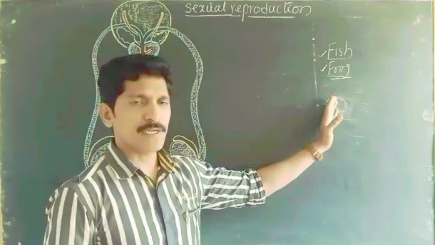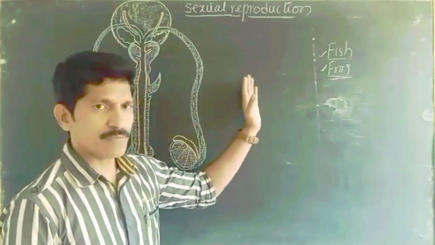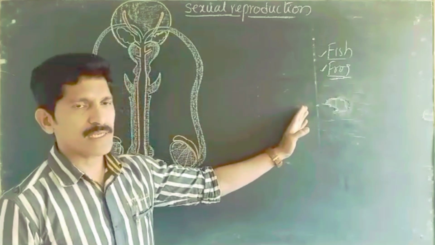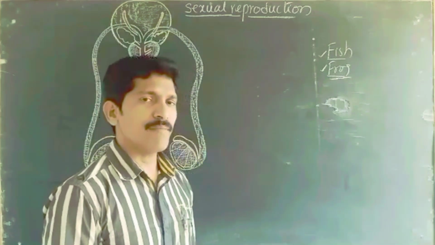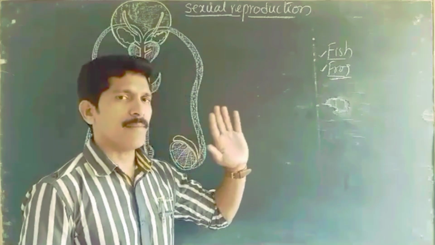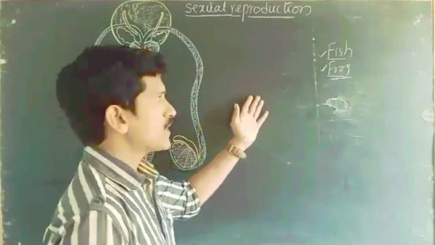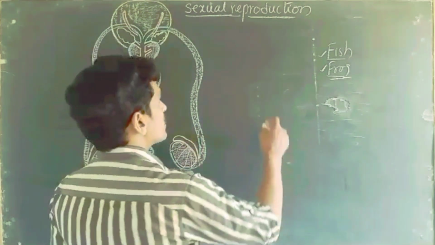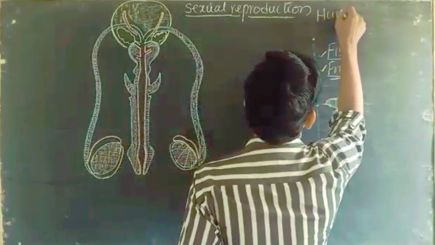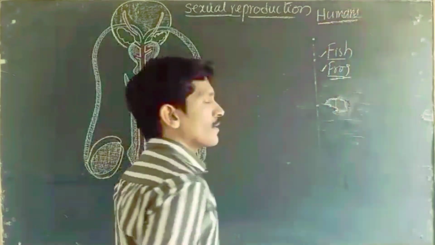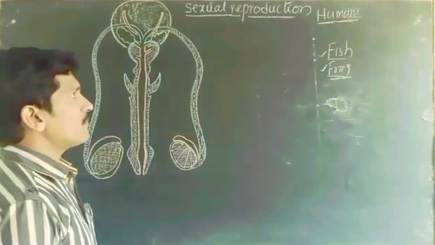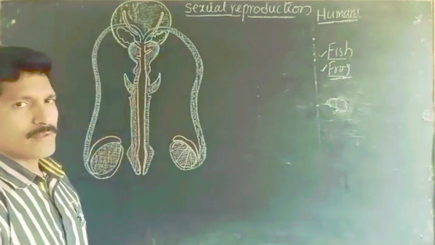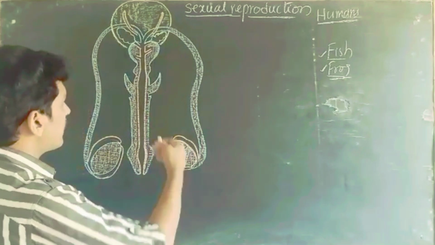Now we will discuss how fertilization or the reproduction process occurs in higher organisms like placental mammals. In the higher organisms, the male and female reproductive organs are completely different. So now we are discussing the male reproductive system of the placental mammal, the human. Here we are seeing the diagram of the human male reproductive system.